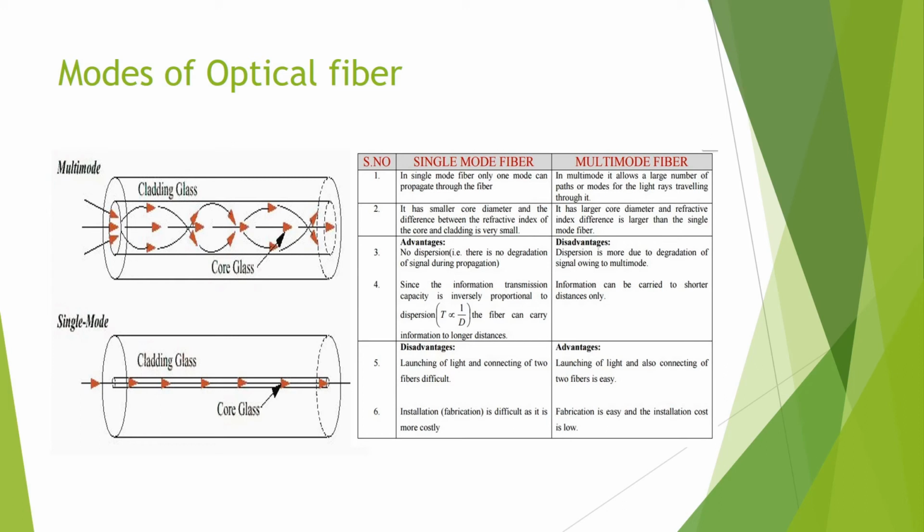Multi-mode fiber can allow many modes to propagate through it and hence is called multi-mode fiber. The cladding diameter is also larger than the diameter of the single mode fiber. The structure of the multi-mode fiber is shown in the figure.